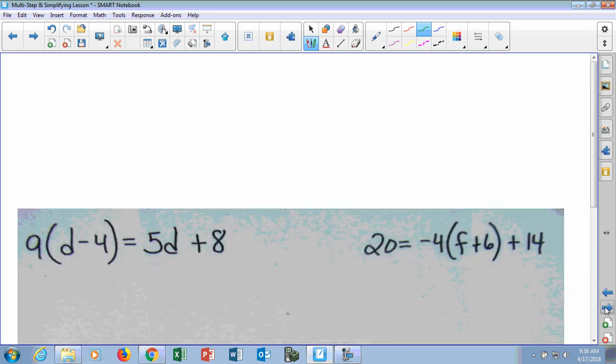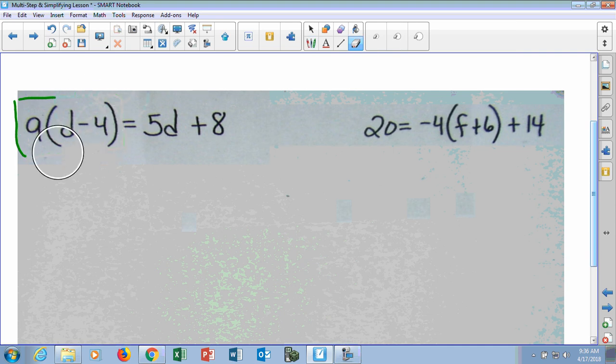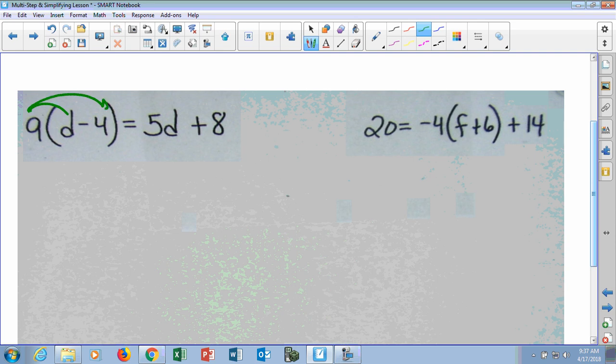Okay. So now we have some parentheses. Well, this little part is basically what? We just did a worksheet on it. The distributive property, right? So that's why they call this multi-step. So we're going to start by distributing this 9 into each term. So what's 9 times d? 9d, right? And then minus 9 times 4. 36. And then I'm just going to copy the right side.